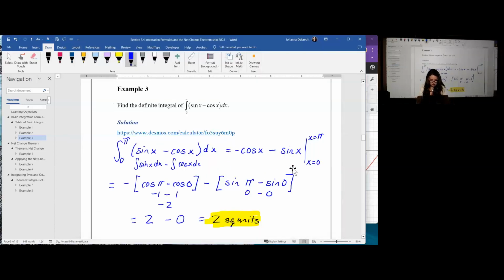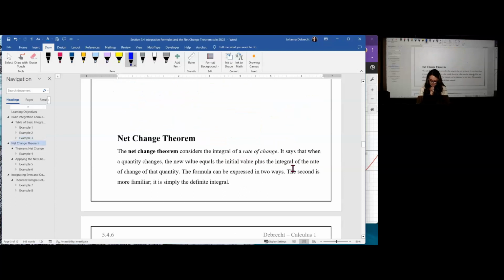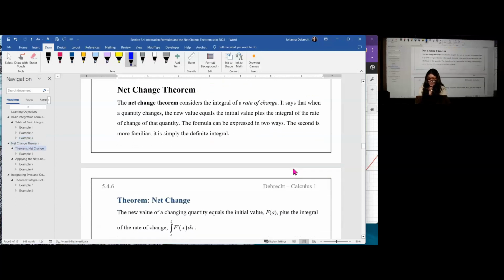Let's now turn our attention to the net change theorem. The net change theorem considers the integral to be a rate of change. In other words, the integrand itself is the derivative of something, which of course we know that it is. It is the antiderivative function's derivative, in other words, lowercase f. And what it says basically is that when a quantity changes, the new value equals the initial value plus the integral of the rate of change of that quantity.